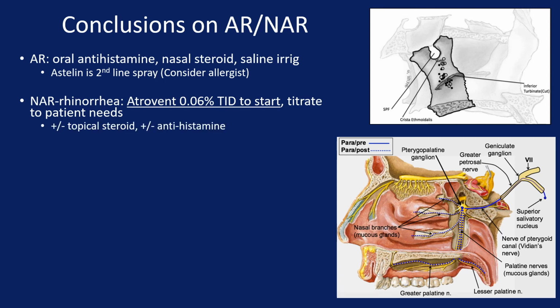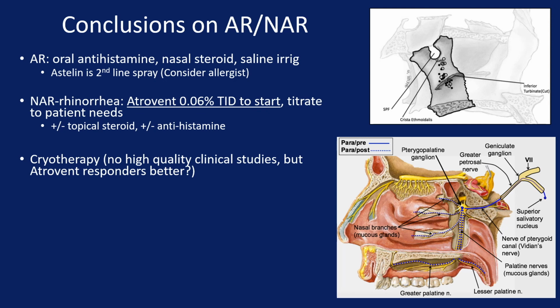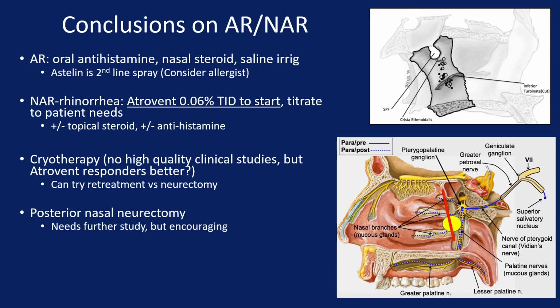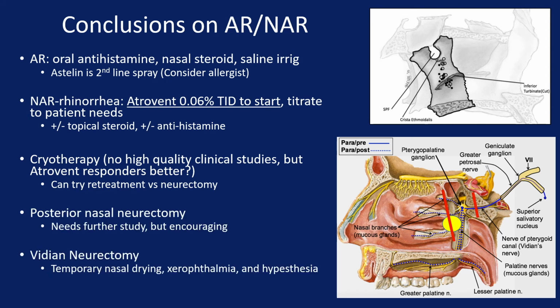Then you have to consider their other symptoms. If they have prominent obstruction or allergies, you might need to add Flonase or an antihistamine spray. If that fails, refer them to ENT or specifically a rhinologist. Some ENTs do the cryotherapy now. We don't have high quality studies per se, but maybe Atrovent response is a great predictor of whether they're going to do well. You can retreat those patients if they fail, or you can consider the neurectomies. There's posterior nasal neurectomy as well as vidian neurectomy, but we just need more studies on these more aggressive approaches. Most people do so well with medical therapy that you don't get to this stage. So there's my talk. Thank you very much.